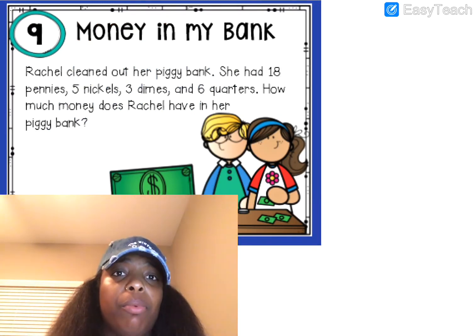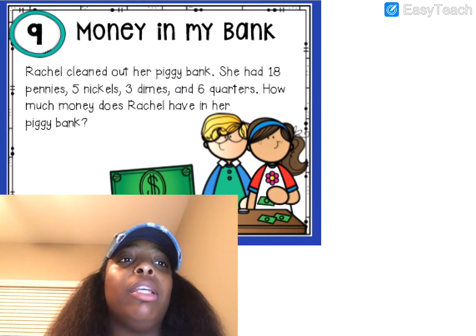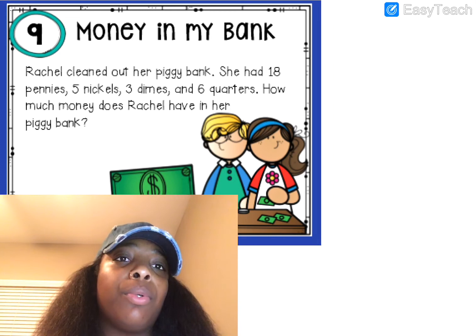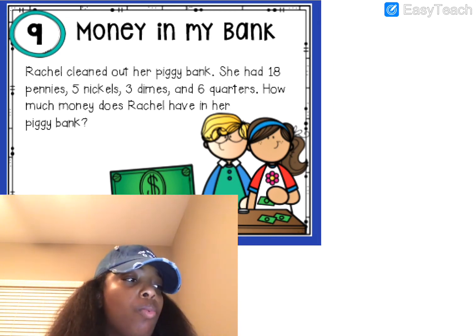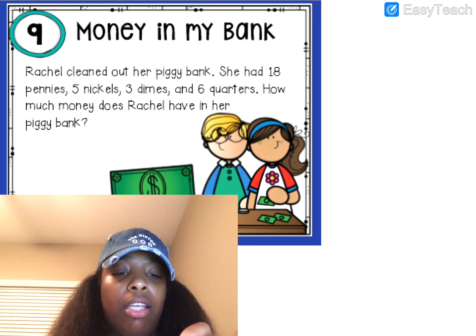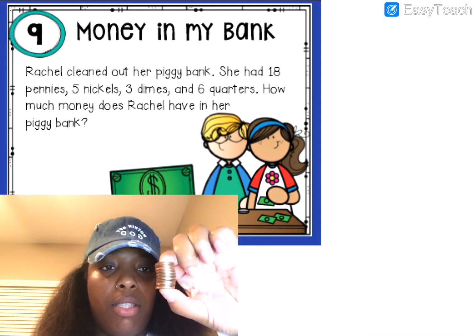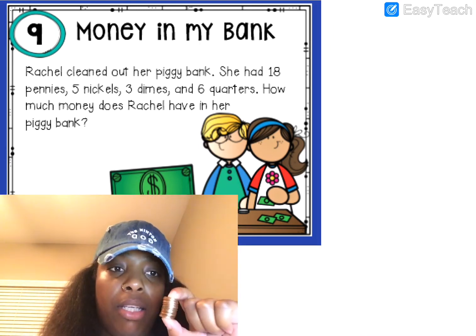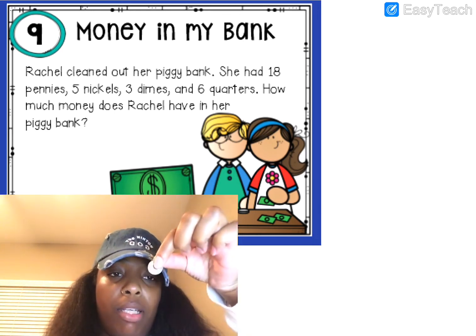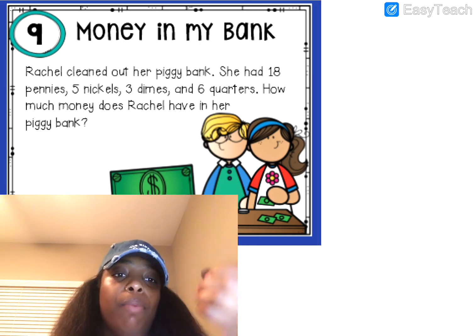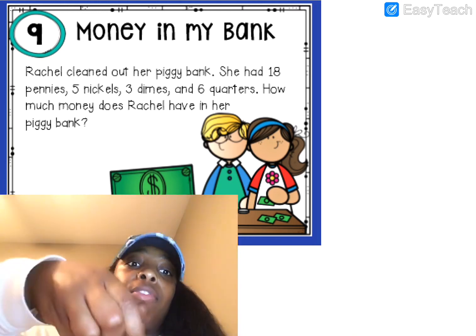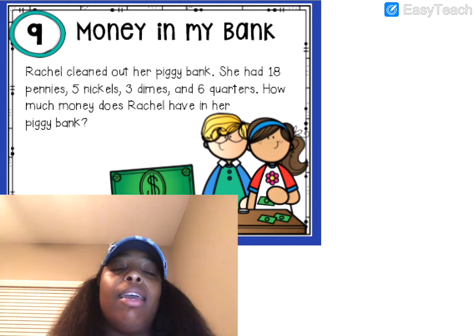So the first problem that we're going to work says that Rachel cleaned out her piggy bank. She had 18 pennies, 5 nickels, 3 dimes, and 6 quarters. Okay, so I have 18 pennies. What is the value of 1 penny? 1 cent, right? And so if I have 18, that means I would have 18 cents.